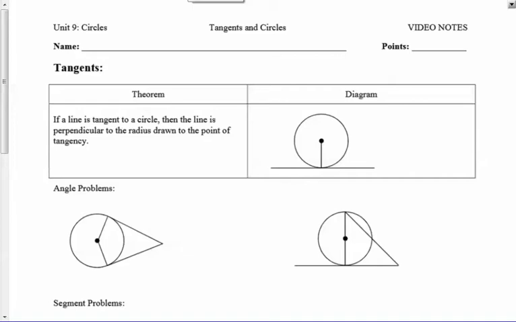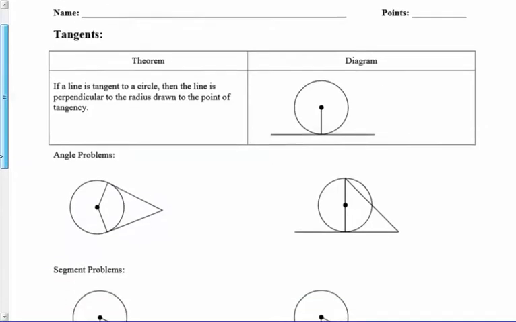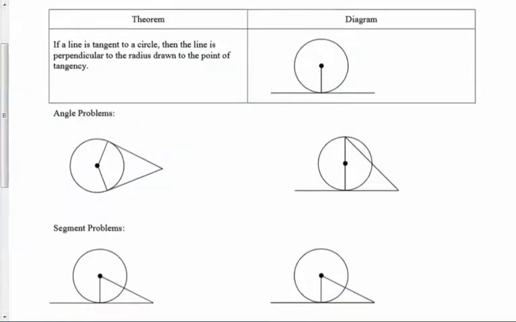Okay, so in this video, we'll be looking a little bit closer at tangents and circles. So when we're looking here, we'll learn that if a line is tangent to a circle, then the line is perpendicular to the radius drawn to the point of tangency. So this line here is tangent here at this point right here, which means that this radius must be perpendicular to that tangent.